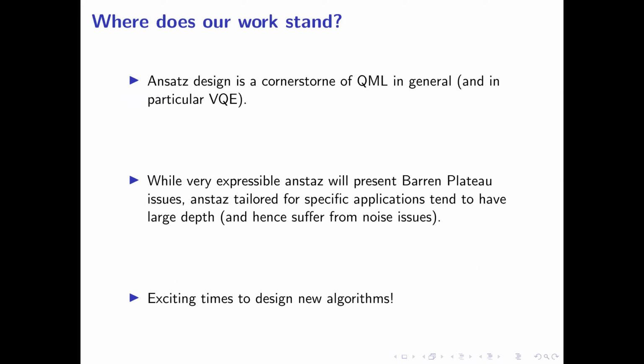So where does our work stand? The idea is that the structure of the ansatz is very important for the success of quantum machine learning in general, whether we will find the minimum of this cost function or not. If we use a very expressible ansatz, we will in general be in the presence of barren plateaus, whereas if we use a very shallow one, we just won't get the target state that we aim for. Even more, in the presence of hardware noise, we also find barren plateaus in general. So these are very nice and exciting times to design new algorithms.